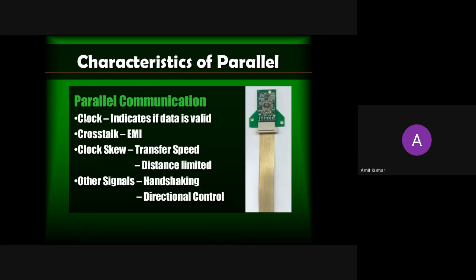So the different characteristics of parallel communications: the first one is clock. Whenever you are sending your data, all the data will be synchronized on the clock. A clock is a digital signal, or you can say it's a square pulse or square waveform.